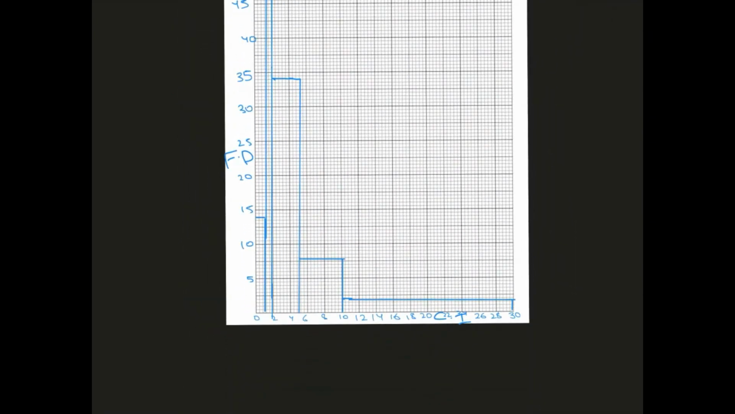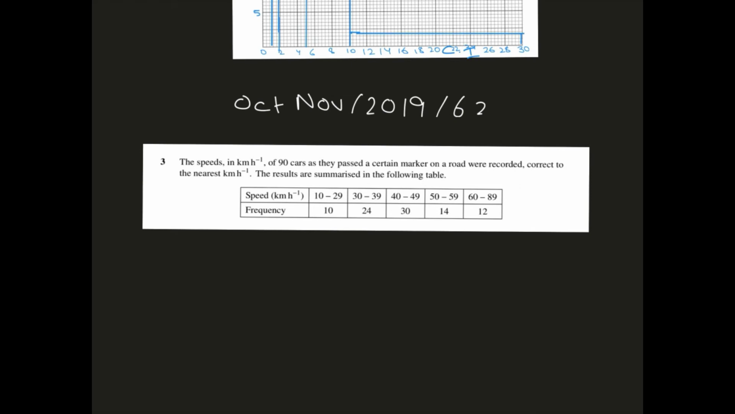Now let's move on to the next question. Our next question is from October-November 2019, variant 6.2. The problem with this type of data set is that, as I mentioned earlier, there should be no gaps between our histograms, right? But here we have a gap between the two. What I mean is that our next class is not starting from 29, it's starting from 30. So there is a gap of 1. This is not starting from 40, it's starting from 39. So again, we have a gap of 1.